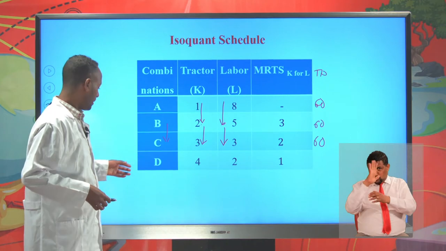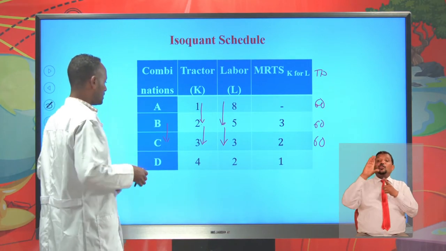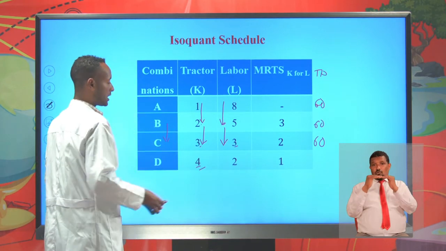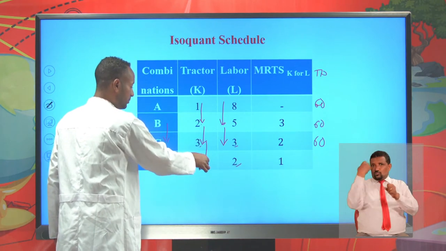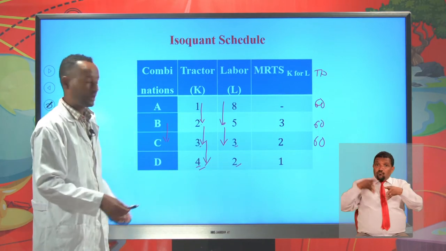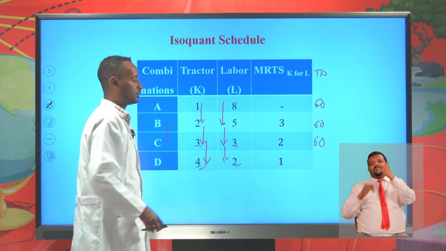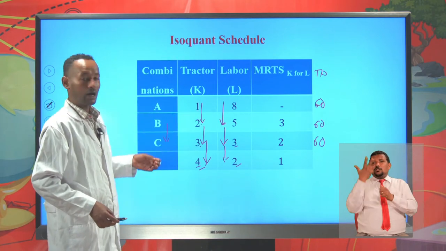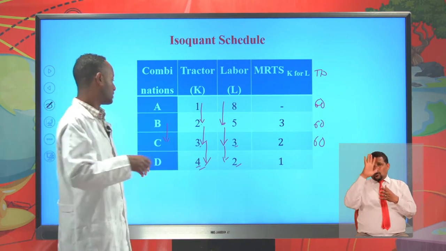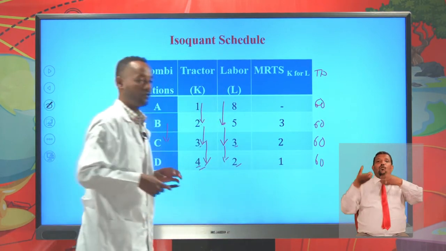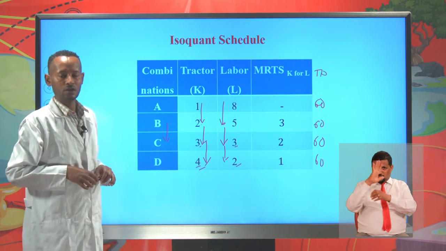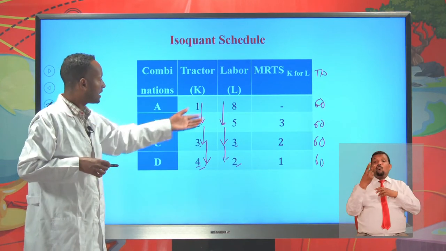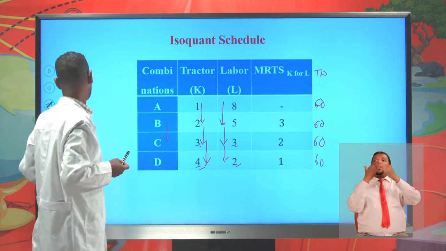Then finally, when we come across from combination C to D, the output that the farmer gets from the combination of three tractors and three labor is equal to that of four tractors and two labor. As we increase employment of the variable input tractor, we are reducing employment of the variable input labor. So, the farmer gets 60 quintal of wheat from three tractors and three labor, and at the same time, 60 quintal from four tractors and two labor. So, this isoquant schedule shows the various combinations of two variable inputs that give the producer an equal level of output.